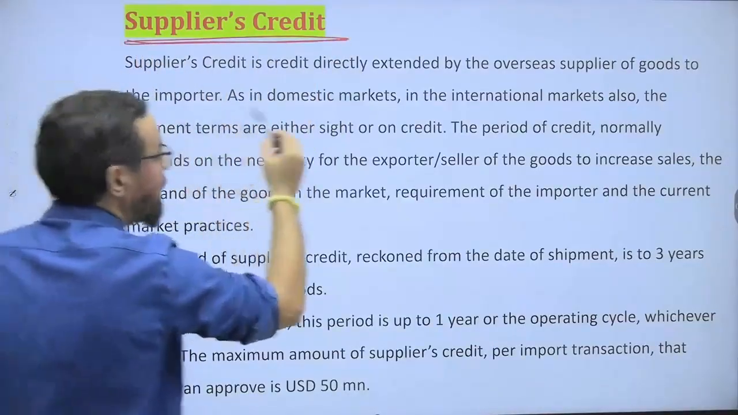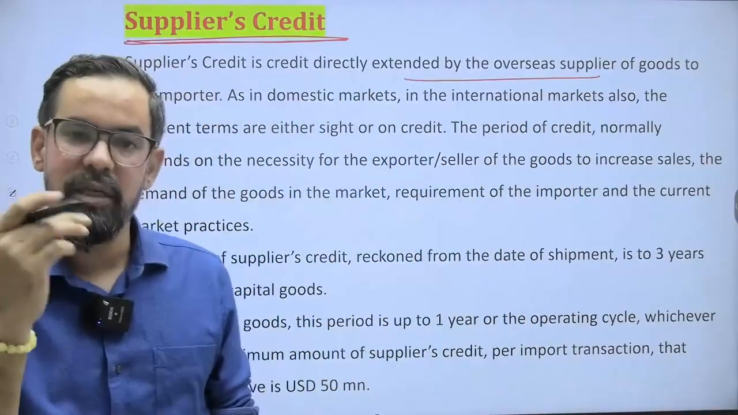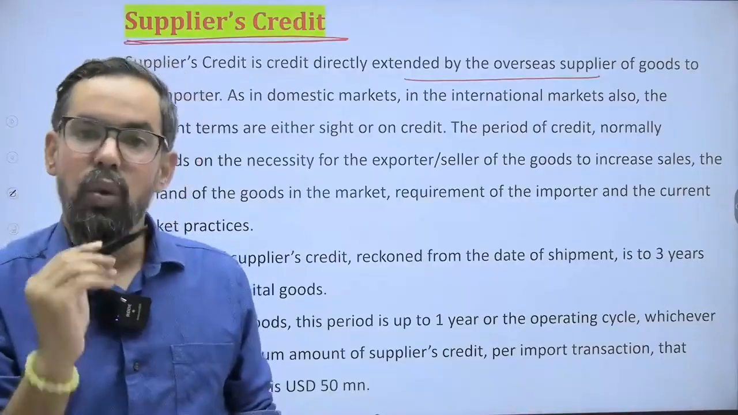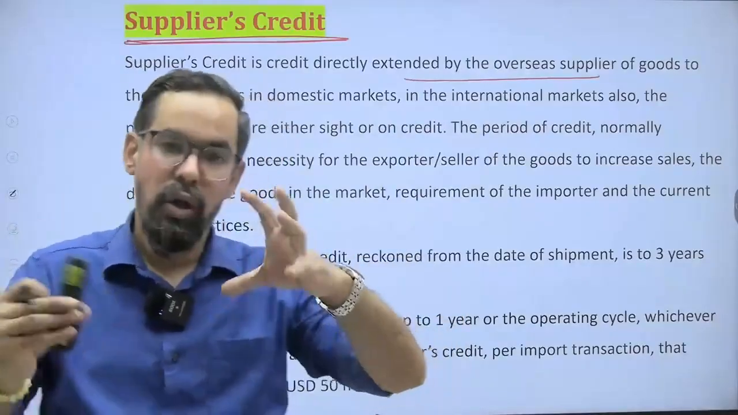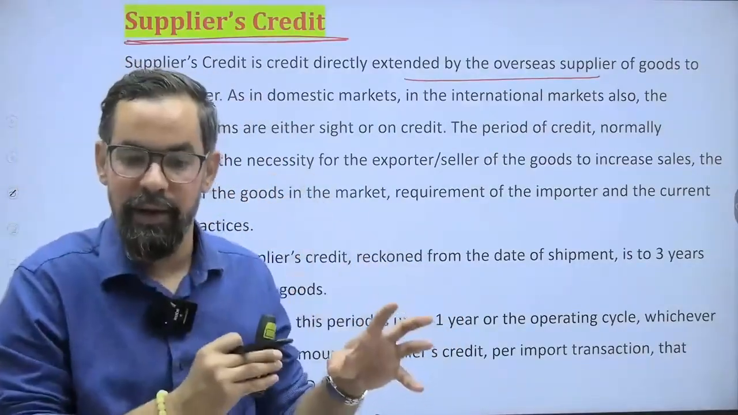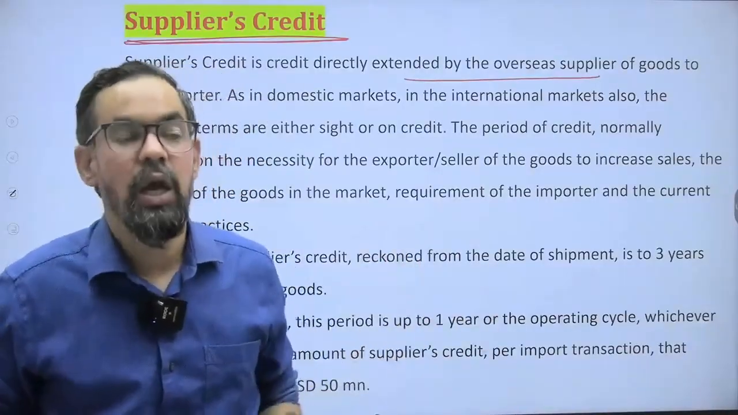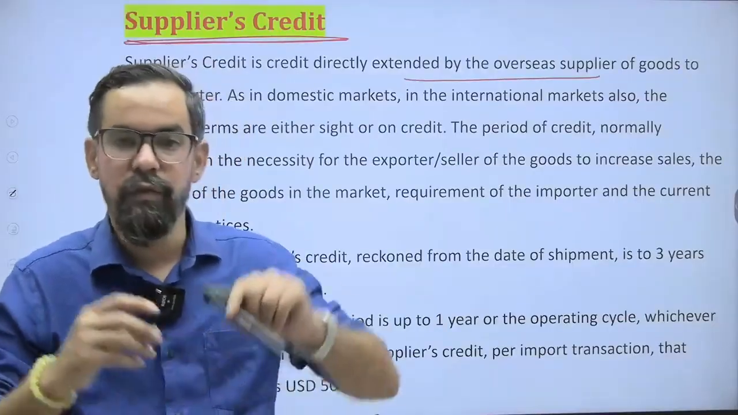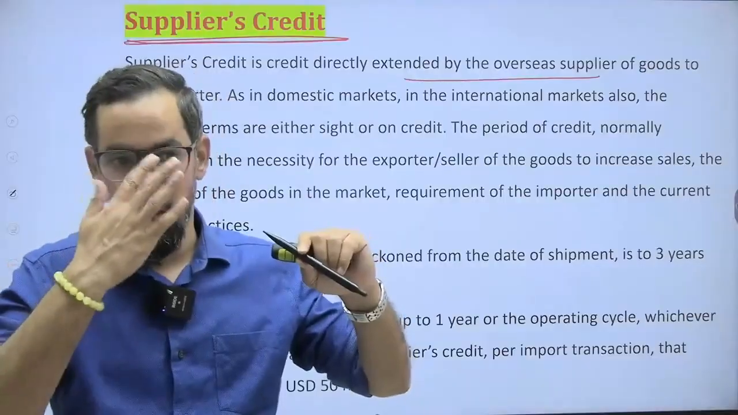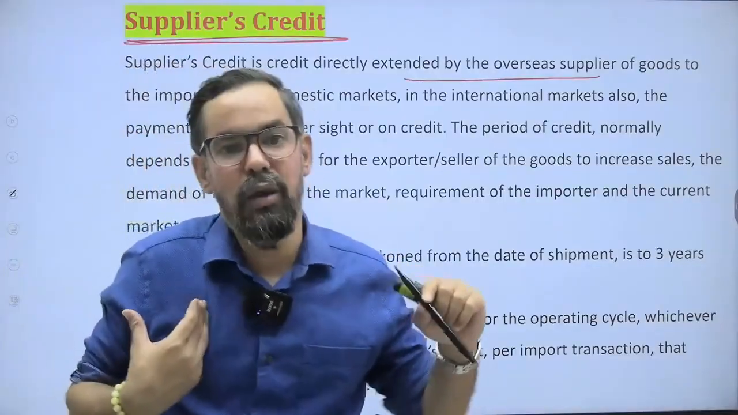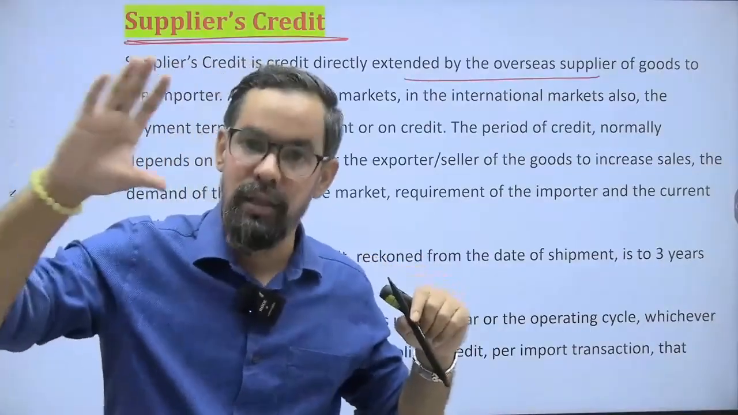Supplier credit is a credit directly extended by the overseas supplier. Let's say you are manufacturing these markers and you want to increase your sale outside India, or let's say you are a US businessman, you want to expand your sale in India, and I'm a buyer, a distributor of markers in the Indian market. So you approach me that if you sell our product in the Indian market, you'll get these many benefits. But the problem with me is I do not have that much money so I can purchase your product. That problem is solved by your company.